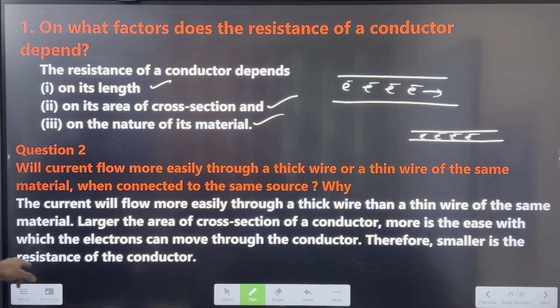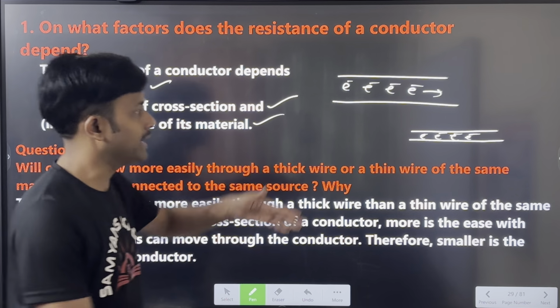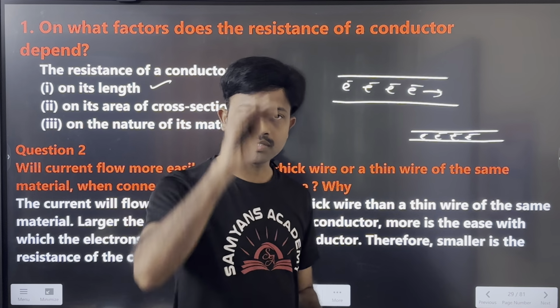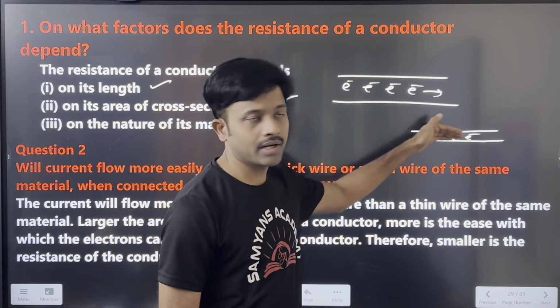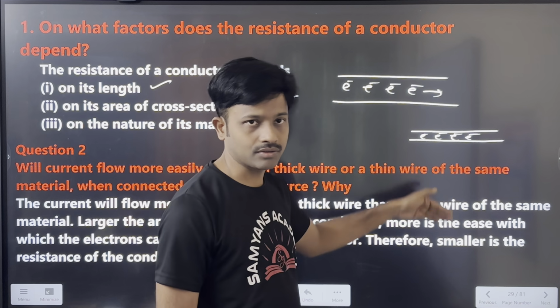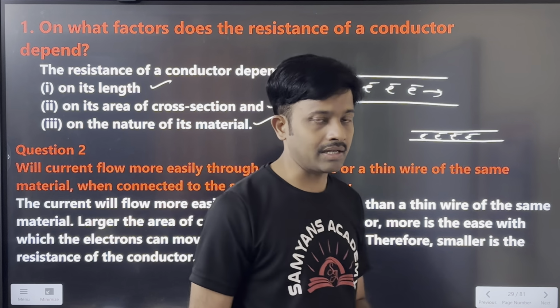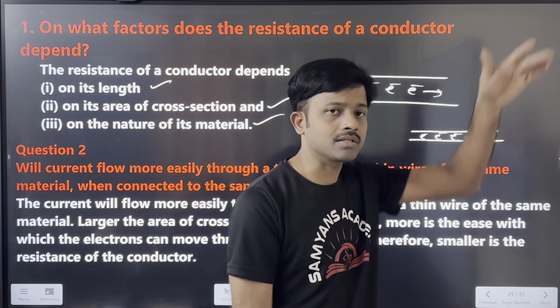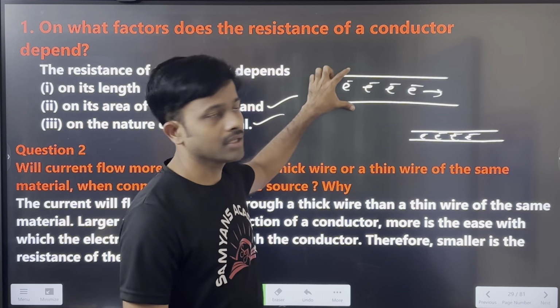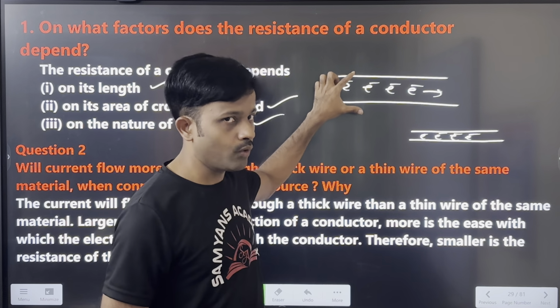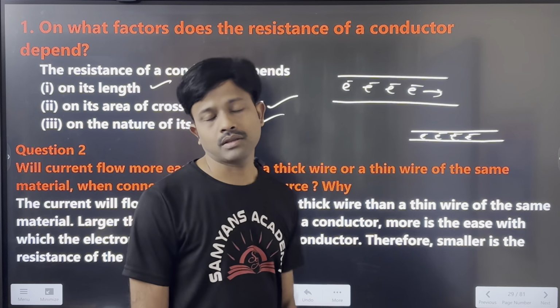Therefore, smaller is the resistance of the conductor. If area is more, current is more, resistance is less. If area is less, the flow speed of electrons is very slow. That means the current is less. If current is less, resistance is more. From this we can say that simply the thick wire has a lower resistance value than the thin wire.